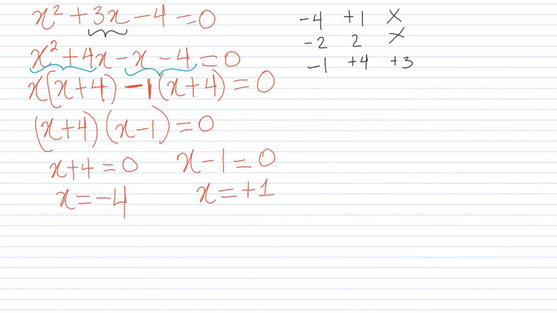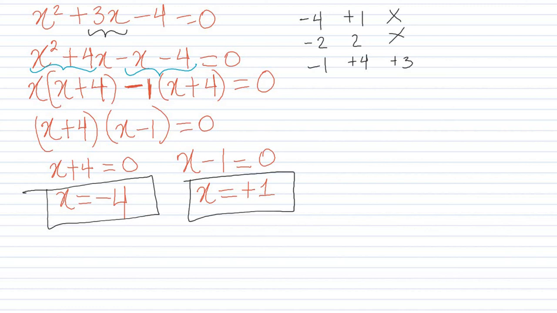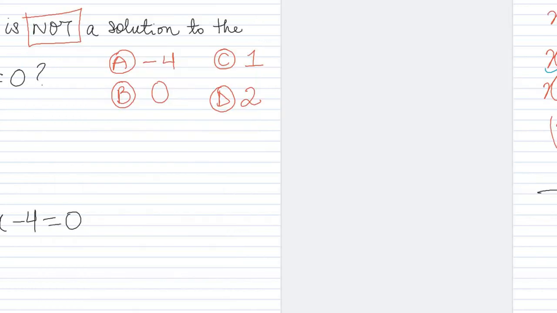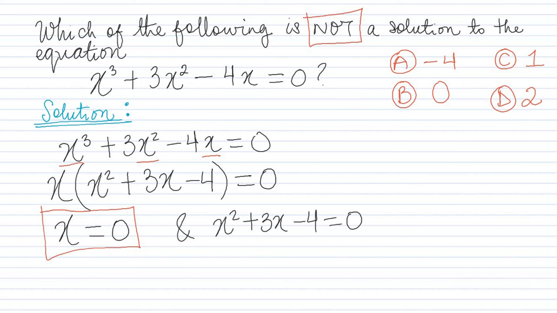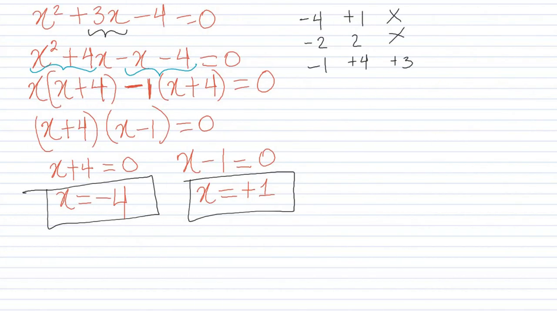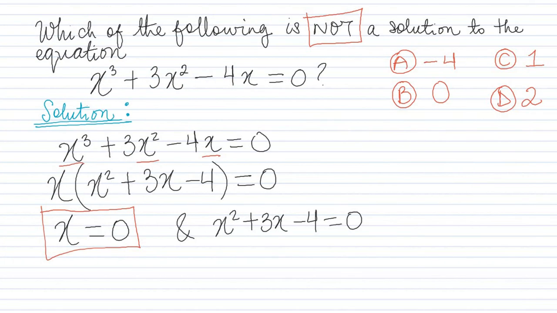So the two values of x in this quadratic equation are x equals negative 4 and x equals positive 1. So we found all three values of x. Looking at the previous page, the first value was x equals 0, the second value x equals negative 4, and the third value x equals positive 1. So we can now go back to the actual question.